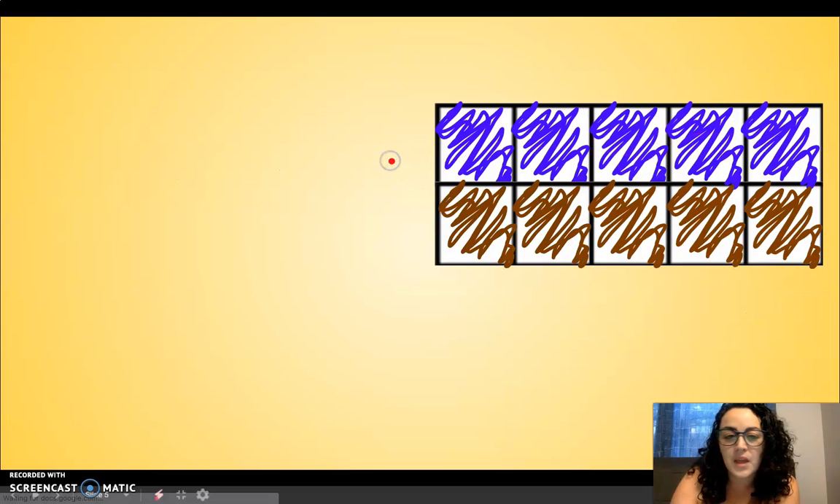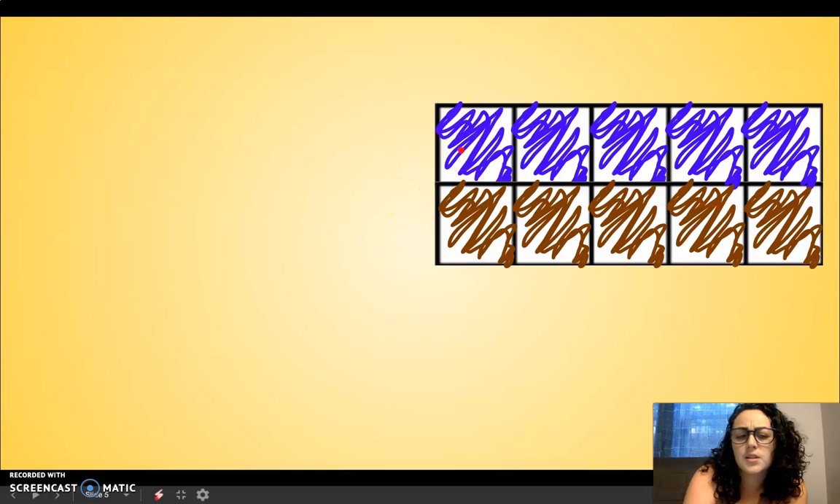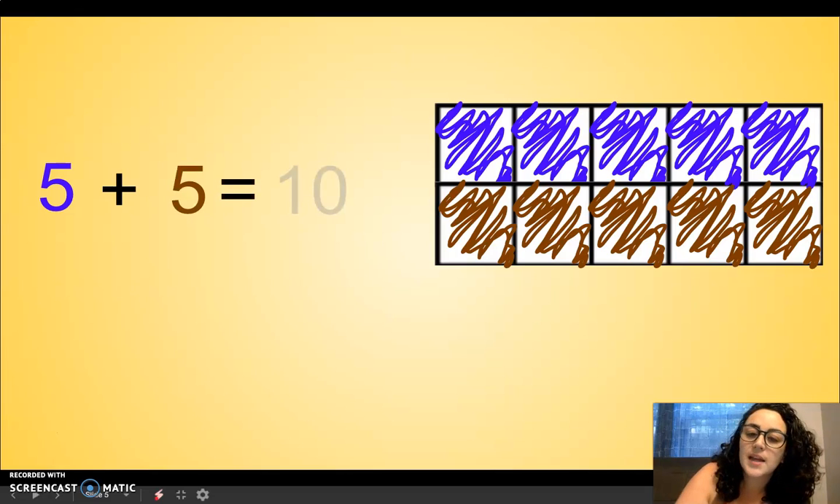You getting it? Here's the next one. Part plus part equals whole. What will our addition sentence look like? 5 plus 5 equals 10. 5 is a part right here, plus 5 is the part right here. That all together makes 10.